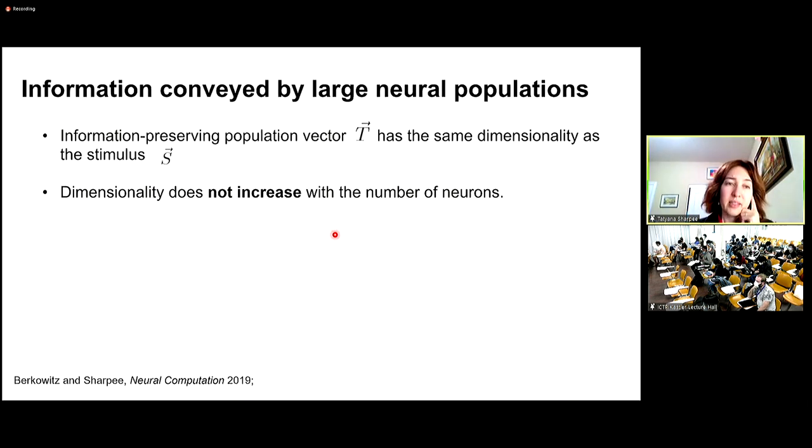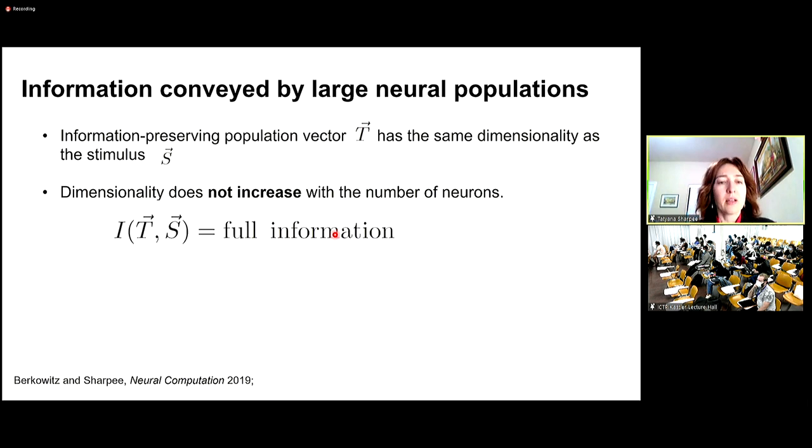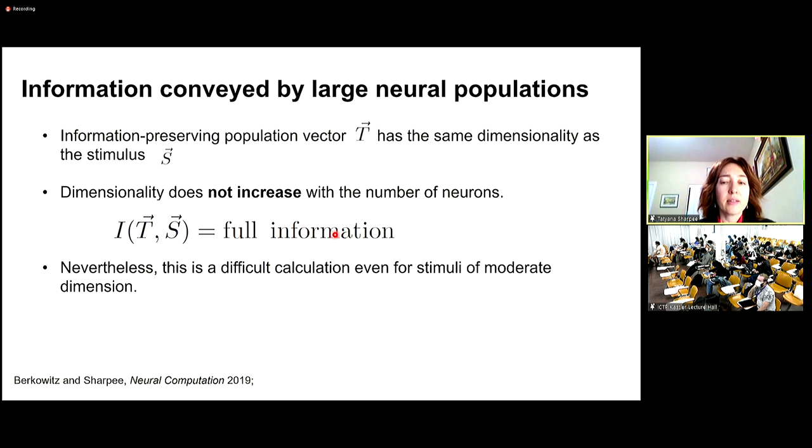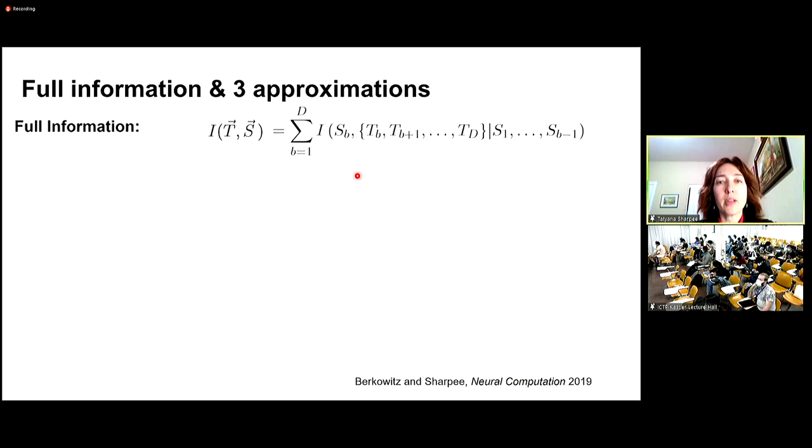As we discussed last time, an information preserving population vector has the same dimensionality as the stimulus, assuming technically the set of receptive fields, but we are only probing receptive fields with stimuli, so they cannot have larger dimensionality. And what is interesting is that the dimensionality of this vector does not increase with the number of neurons, only the number of values that this vector takes. So now how to compute this in practice? We will be computing it for 1,000 or more neurons, and so the approximation is as follows.